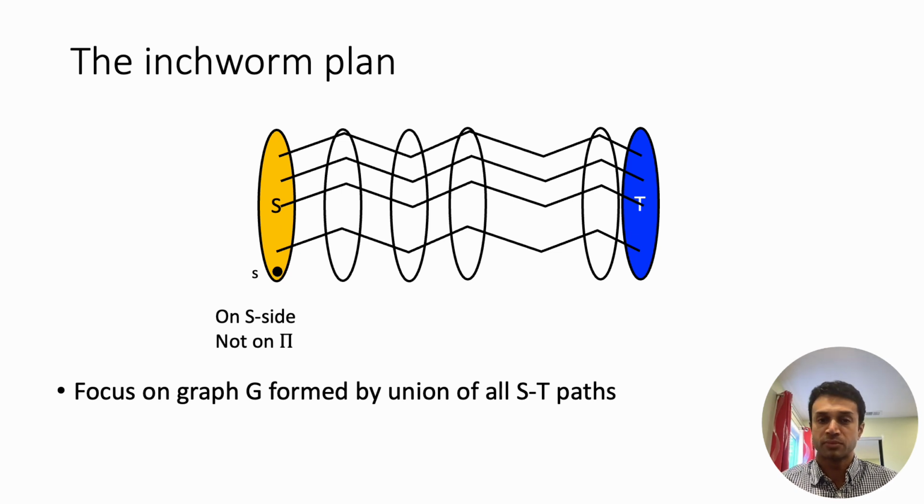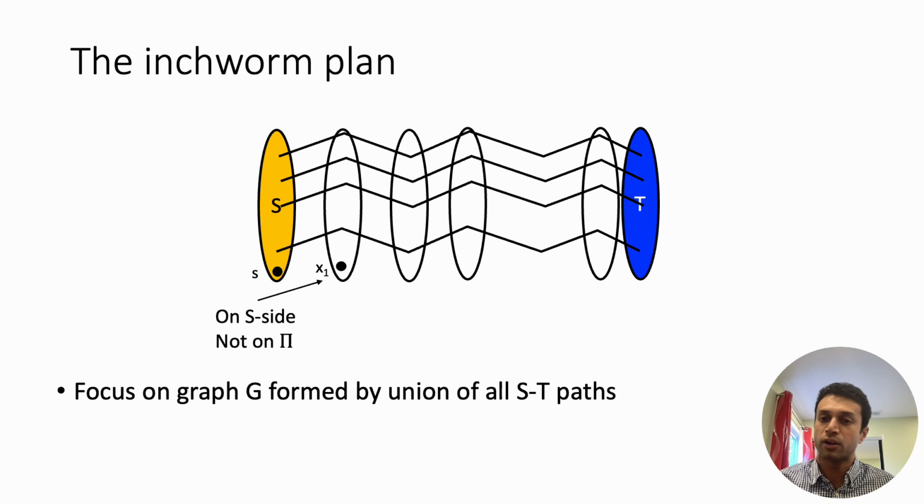Our plan is to engineer a contradiction as follows. Let's focus on the graph that is formed by the union of all of these S-T paths, any path that goes from capital S to capital T. So not just the ones that are drawn, but any path. Just take the graph G that is the union of all of those paths. And again, I'm talking about directed paths here. The little s is on the capital S side, and it's not on the paths.